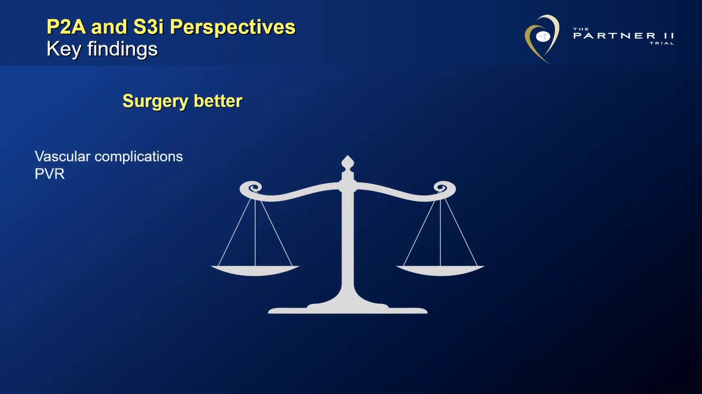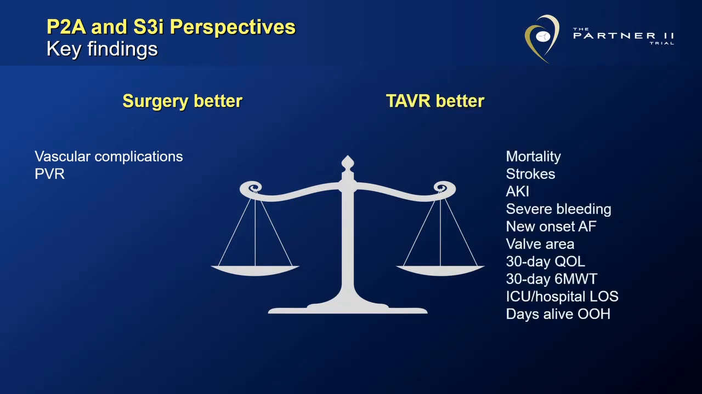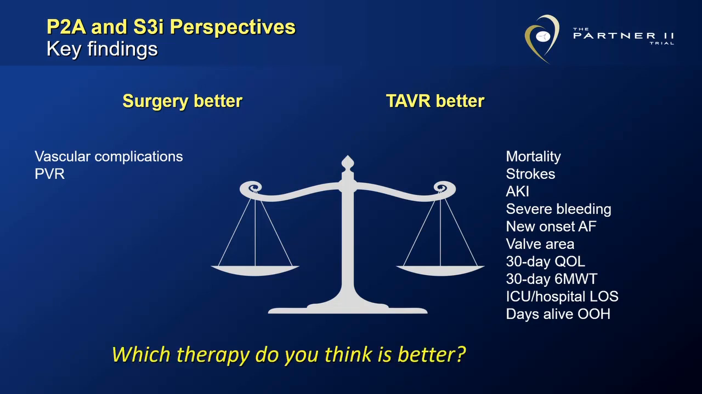So when you ask yourself at the end of the day, surgery is better, maybe less vascular complication and maybe less PVR, but if you look at TAVR, better mortality, better strokes, less AKI, less severe bleeding, less new onset of atrial fibrillation, better valve area, better 30 days quality of life, better 30 days 6-minute walk, less ICU and hospital length of stay. So if you do all these, which therapy do you think is better? I mean, it's clear, and I think even the surgeons are starting to admit that.